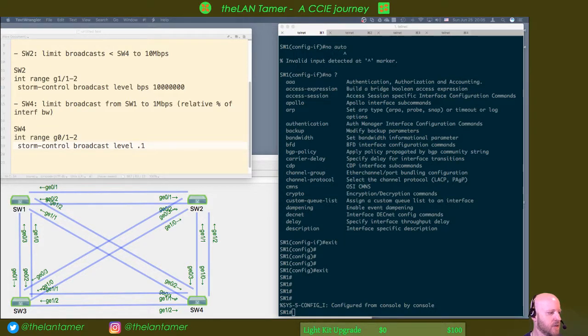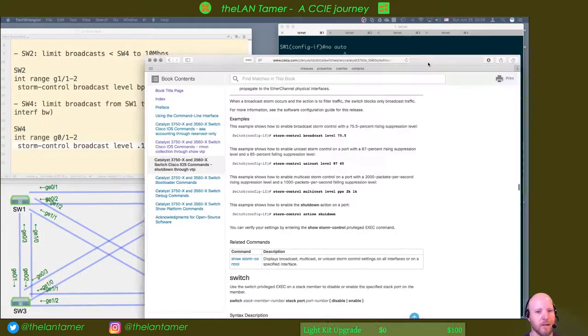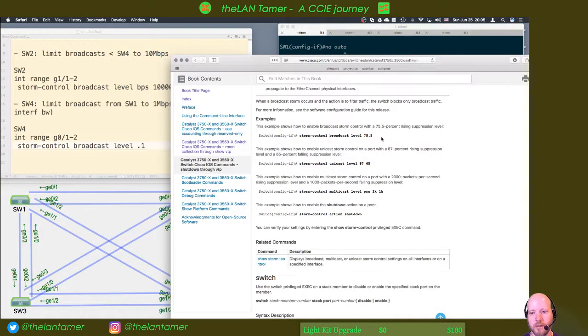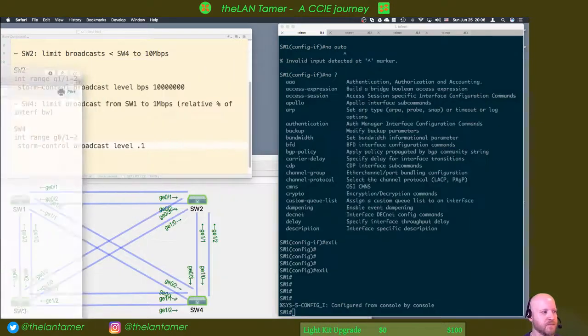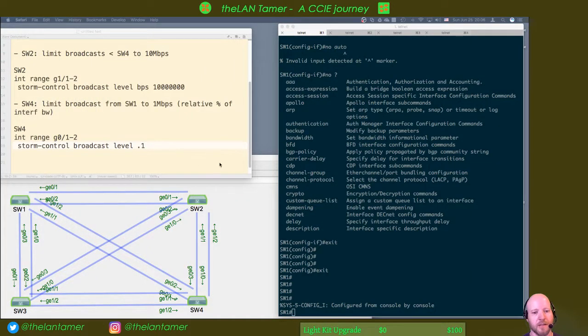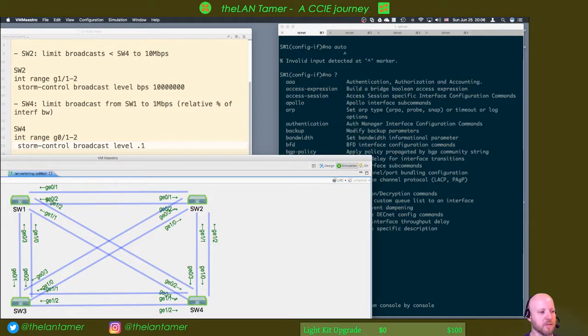Yeah, because I think when we do level without any other option, it's a percentage, like 75.5%. So that is 0.1%. And it does allow us to use decimal points. Okay, so that is storm control, guys.